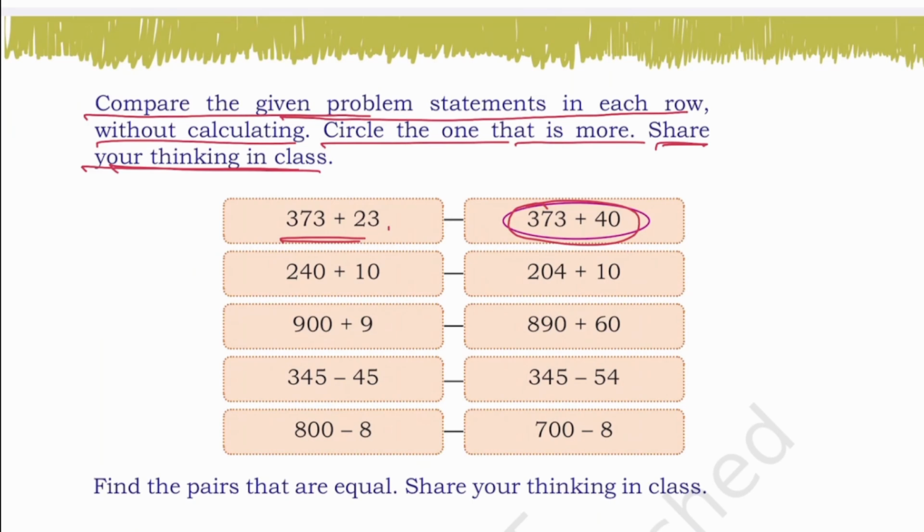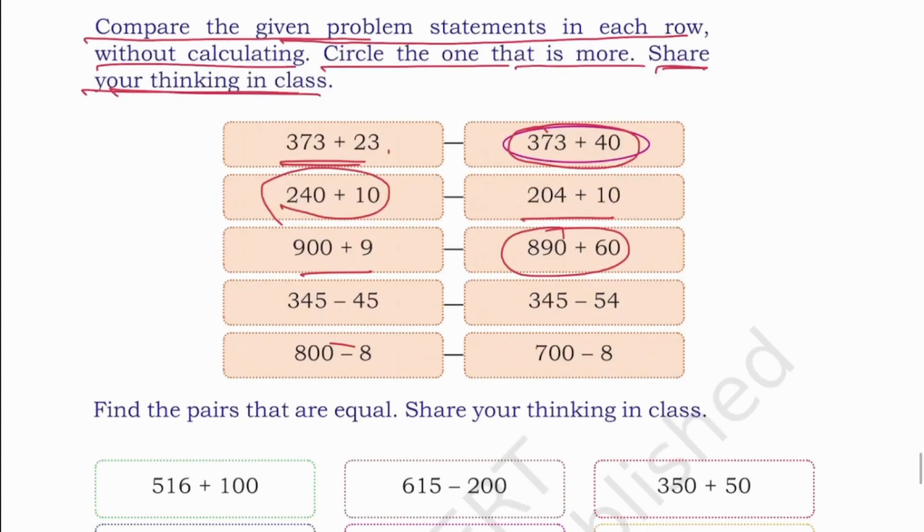Similarly, 240 plus 10 is more than 204 plus 10. Similarly, 890 plus 60 is more than 900 plus 9. And 345 minus 45 is more than 345 minus 54. Similarly, 800 minus 8 is more than 700 minus 8.